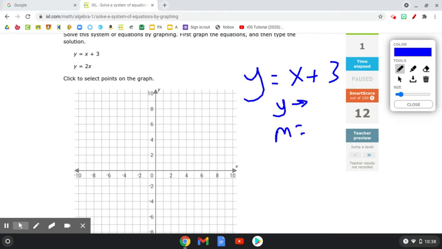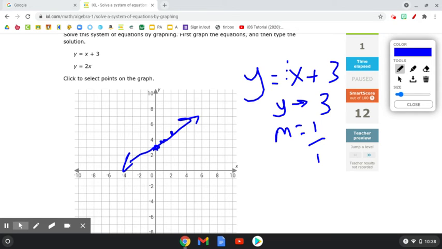So the y-intercept of my first one is 3. So I know I'm going to plot this point at 3. And my slope is just 1. An invisible number in front of x is always 1. So 1 over 1. So up 1 over 1, up 1 over 1. And that's going to be that line there.